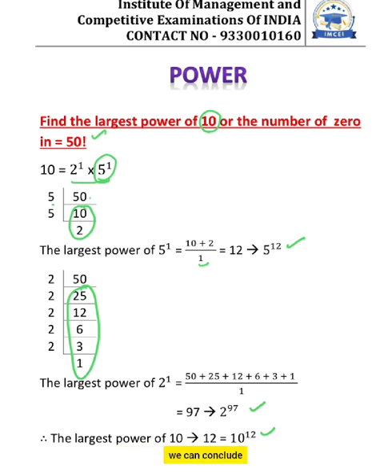From this we can conclude that if this is a single number, in case we need to find the largest power of the number, we don't need to find the largest power of 2. We just need to find the largest power of 5.